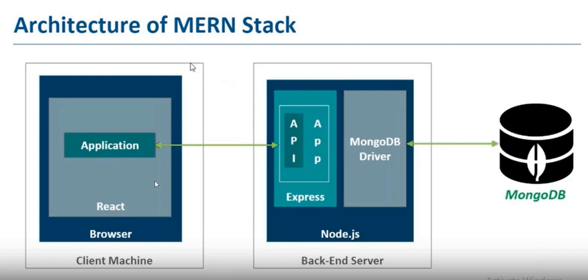App is nothing but application, which we are designing on the front end, and in the back end we are creating APIs. API is nothing but application programming interface, which we use to connect these two: the client's machine and the back end. Client machine is nothing but the front end, and the back end we are connecting through APIs.